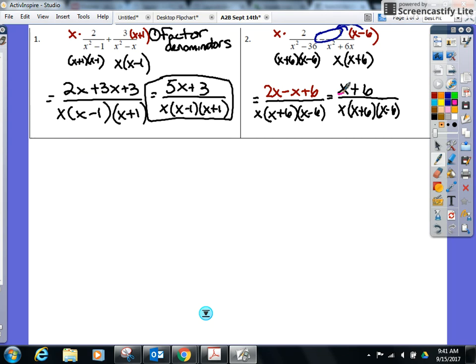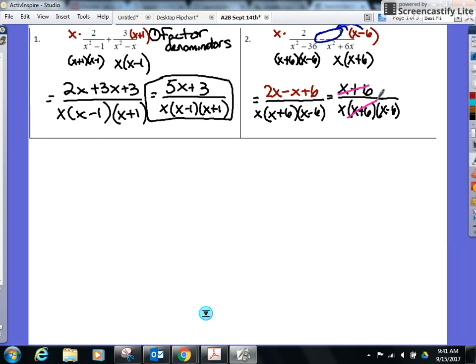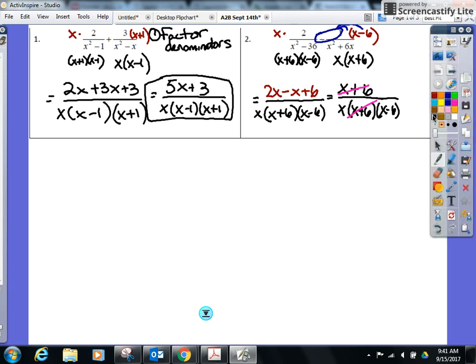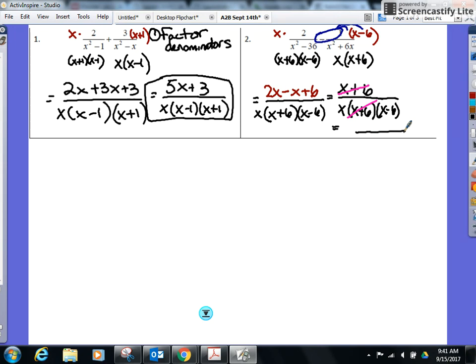Should be fun grading your quiz on Tuesday. All right. I'm not going to let you off the hook, though. What's left on top? Because it's not a 0. Yeah? 1. Yep. 1, x, and x minus 6. Cross off the x's.